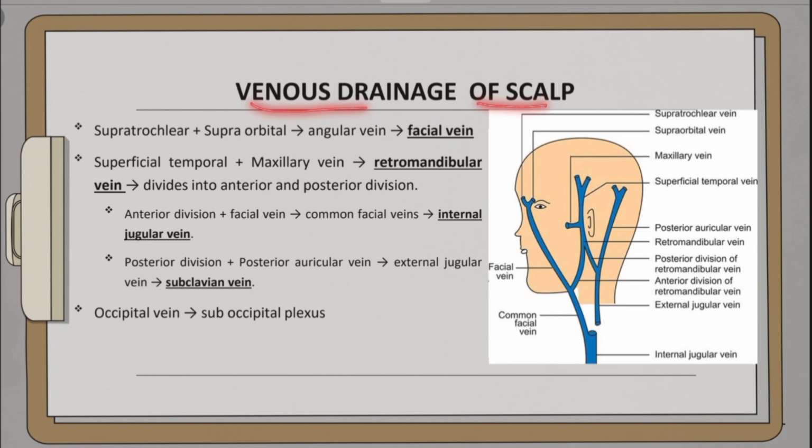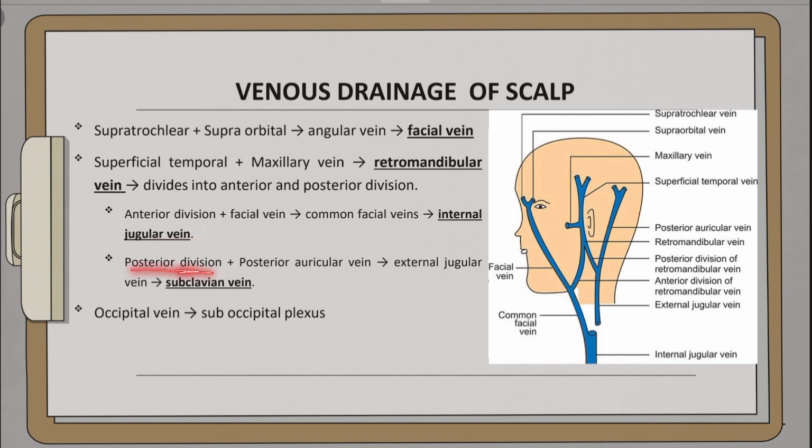And the venous drainage of the scalp. So the veins are named according to the artery. There are 2 veins, the supratrochlear and supraorbital vein. They meet at the medial angle of the eye, forming the angular vein, and they continue down as the facial vein. And then posteriorly to this vein, there is the superficial temporal and maxillary vein. Behind the parotid gland, these 2 veins combine and form the retromandibular vein, which again divides into anterior and posterior divisions. Now this anterior division joins with the facial vein, forming the common facial vein, and it drains into the internal jugular vein.